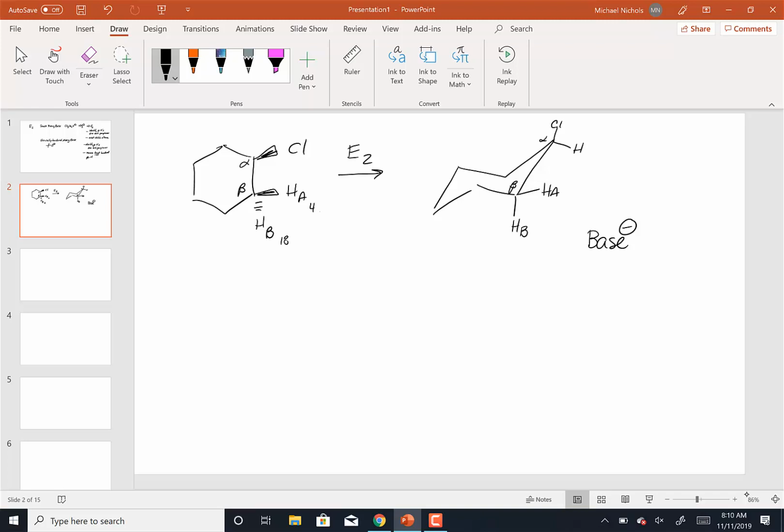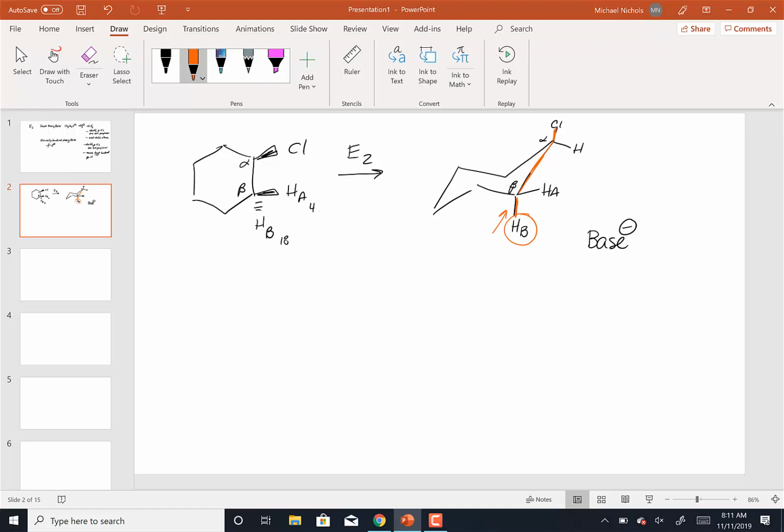It's not both. So if I'm talking about anti-periplanar, I need to have the hydrogen that is going to be anti-periplanar to the chlorine, which is going to be HB. So you can see in the way I've highlighted it, if you were to look down this position, the Cl and HB would be anti. So HB is the only one that can be removed.